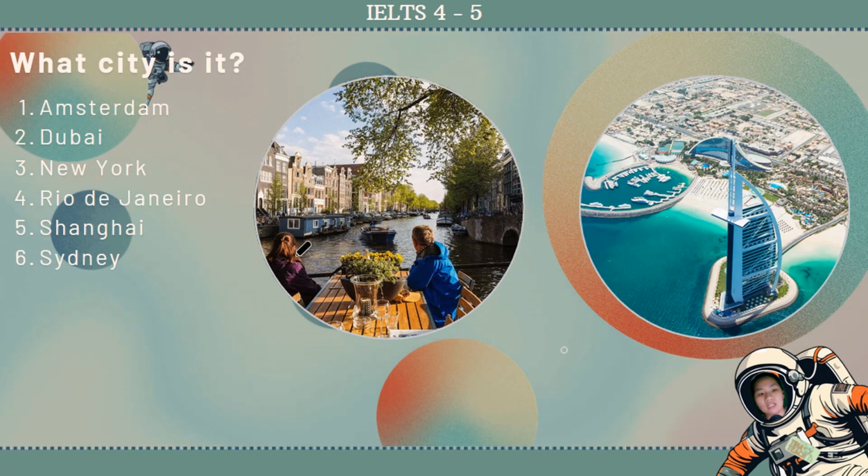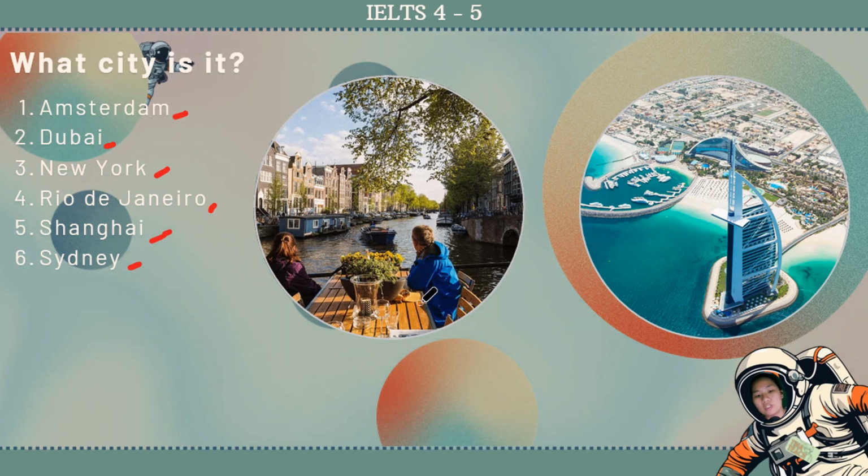So first off, let's go through the cities' choices that are available to us. We have Amsterdam. I will review the pronunciation of these words later. Dubai, okay, Dubai. New York, Rio de Janeiro, Shanghai, and Sydney, okay? I'm sure that you've all heard of these places before. Now, what we're going to do is look at the pictures and then figure out which places it is, okay? Figure out the names of the places based on the choices over here.